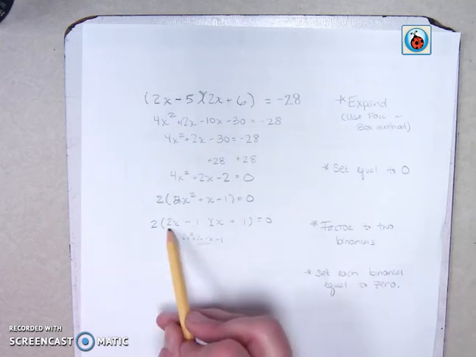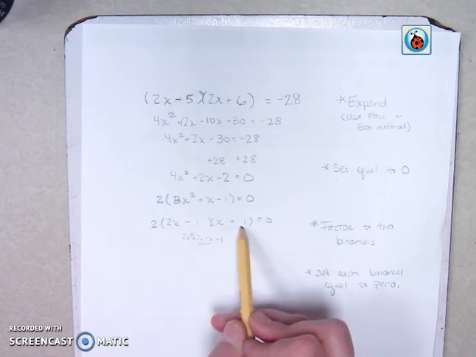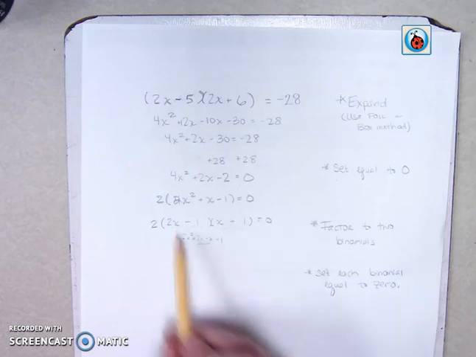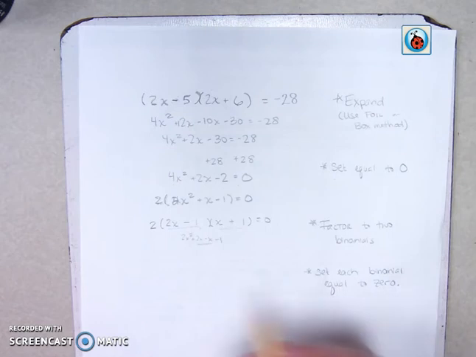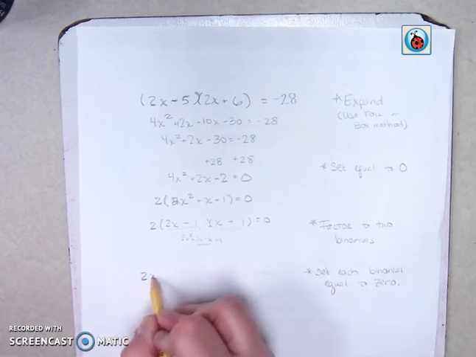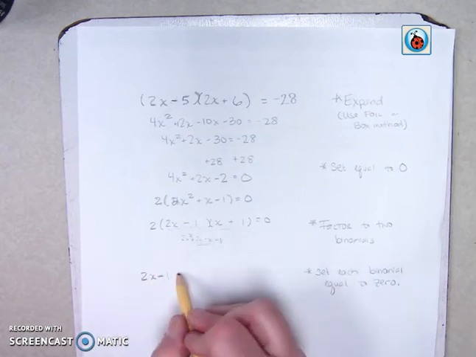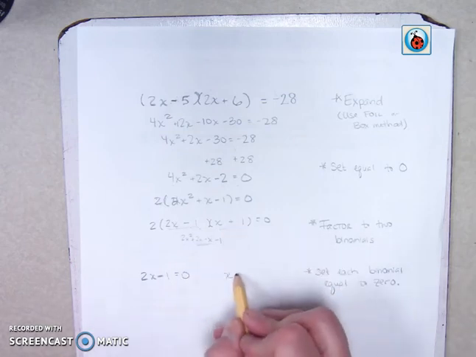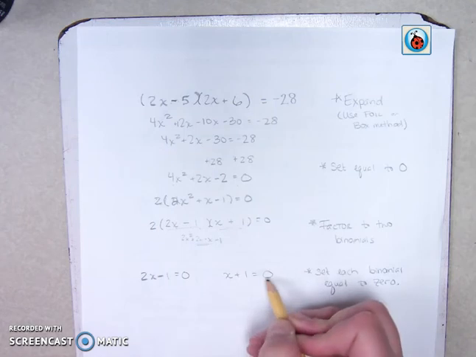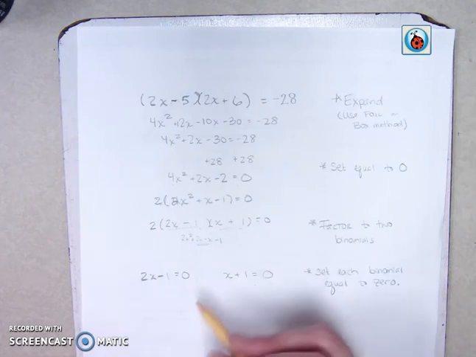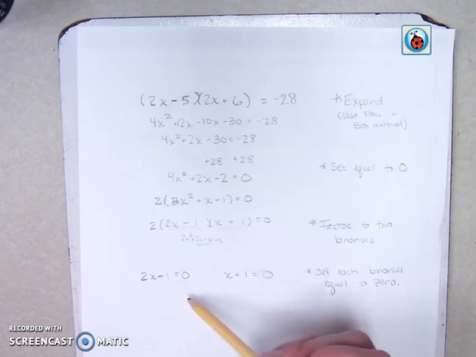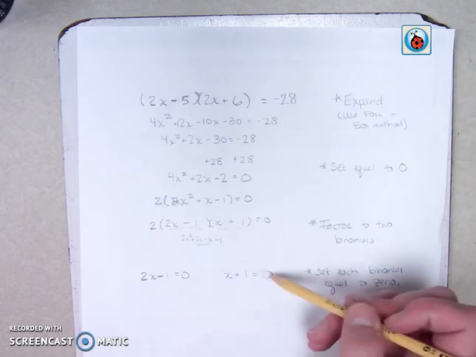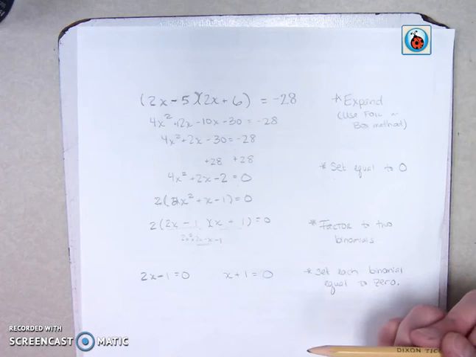So it means 2x minus 1 and x plus 1 are the two binomials I'm going to set equal to 0. So I'm going to write two equations. 2x minus 1, that's the first one here, equals 0. And I'm going to write x plus 1 equals 0. Because if I made this graph, it would actually hit the x-axis in two places. So that's our two solutions.